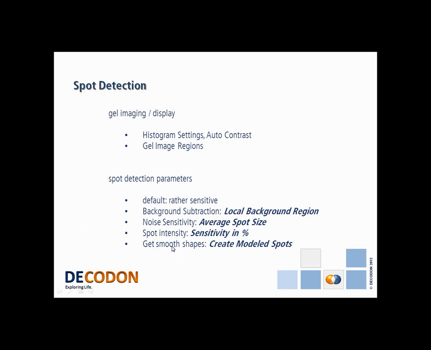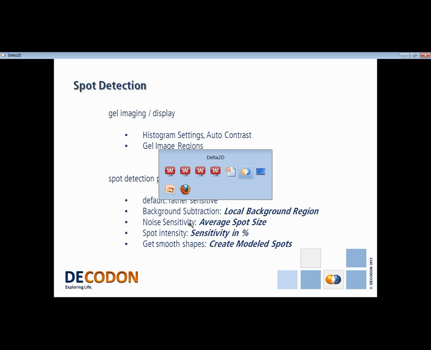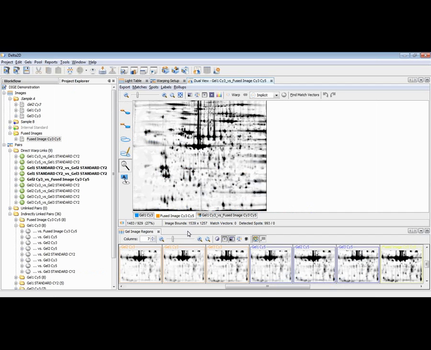An additional option is controlling whether you like to get smooth spot shapes, and we recommend to keep that activated. By default it is activated, and you can just leave it as it is, which in most of the cases is true for all the parameters that have been proposed by Delta 2D. Usually they work really nice, but of course it's up to you to change them. Let's see how this is working on our fused image.